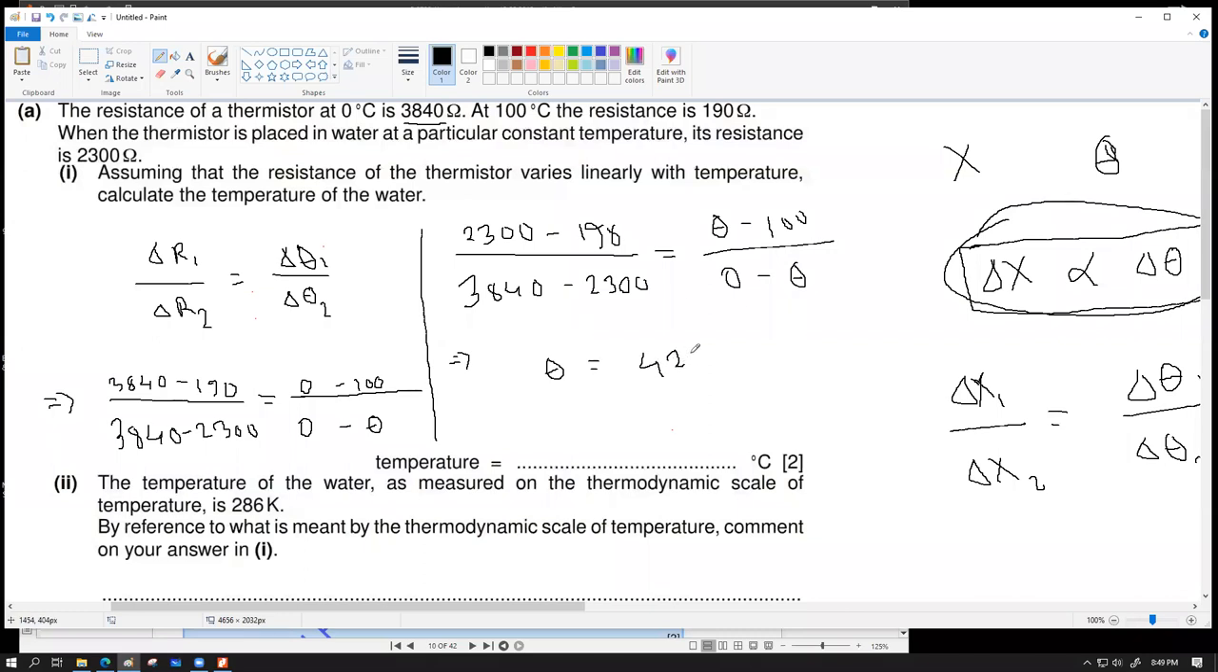42.1918. Same thing? Yes, sir. Exactly the same thing. Everyone, check this out. Sumaya, what you wrote is absolutely correct.